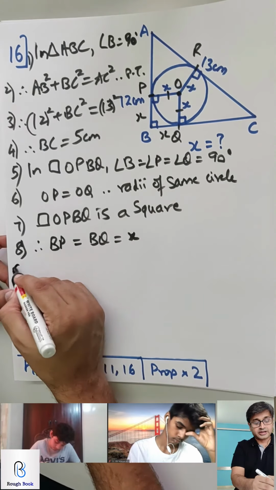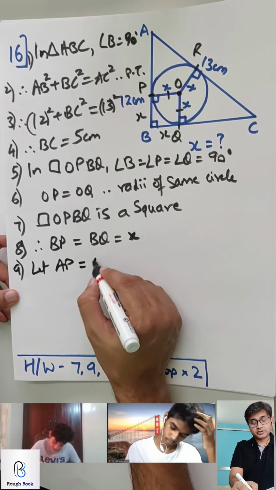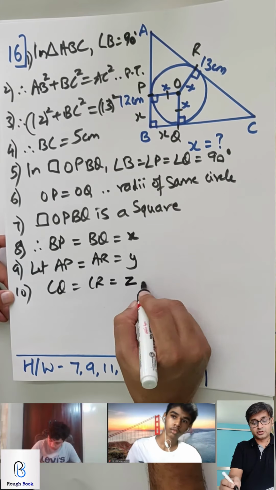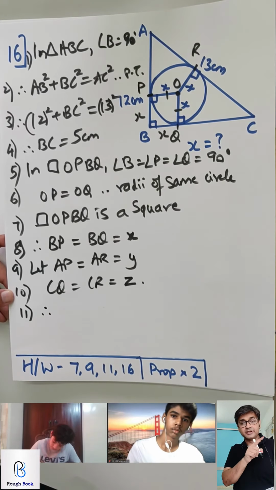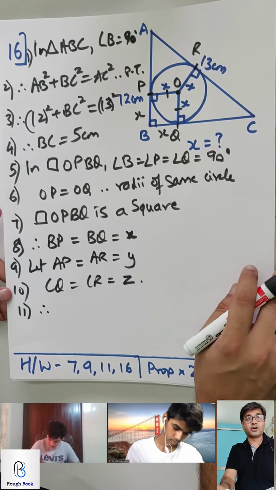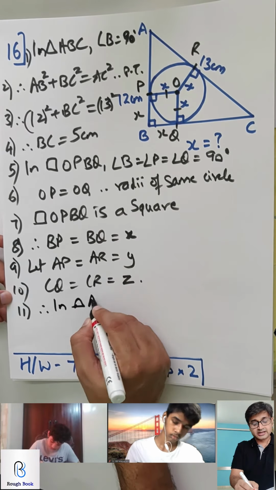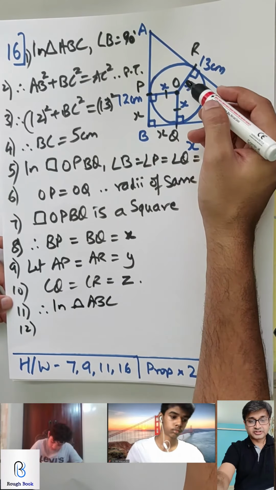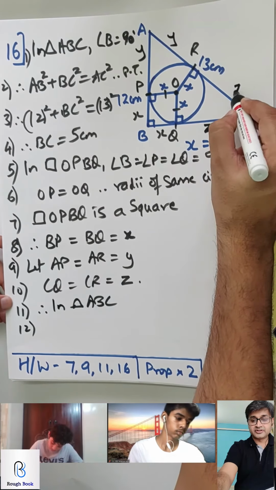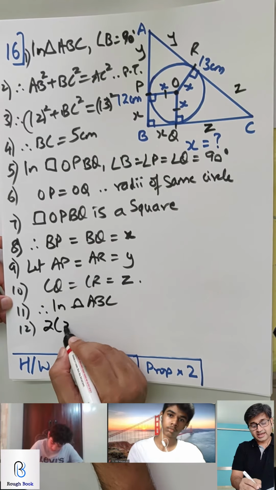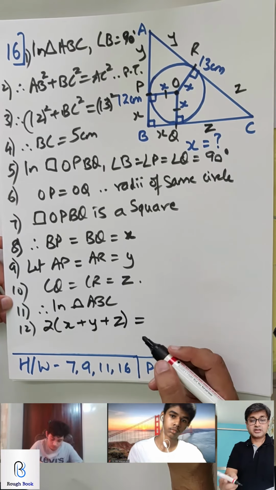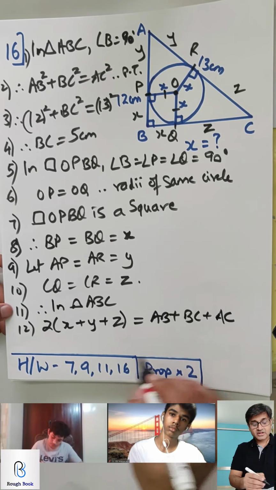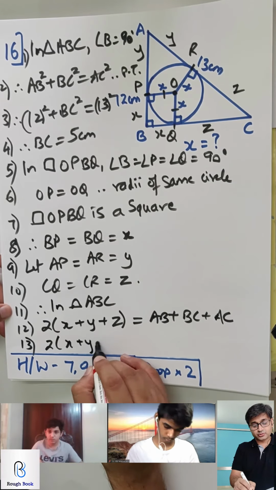So let's write it further now. Let AP equals AR equals Y, and CQ equals CR equals Z. Now for the full triangle ABC, see, magic will happen. Write the way I say and automatically you will enjoy. So now in triangle ABC, AB is X, AP and AR we said is Y, and CQ and CR we said is Z. So we will say 2 times X plus Y plus Z is the total perimeter, that is AB plus BC plus AC. Am I right?